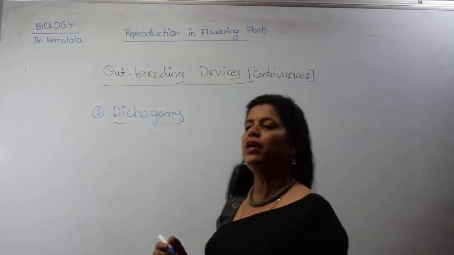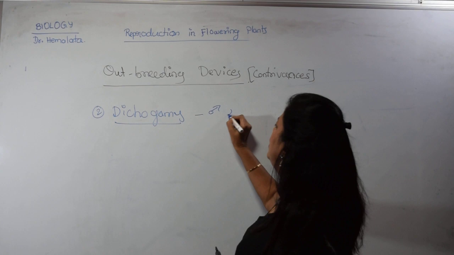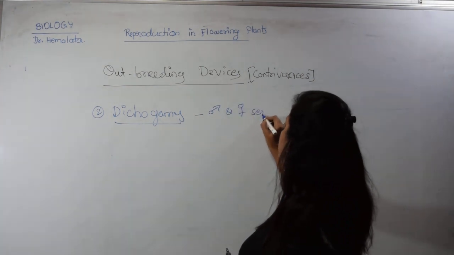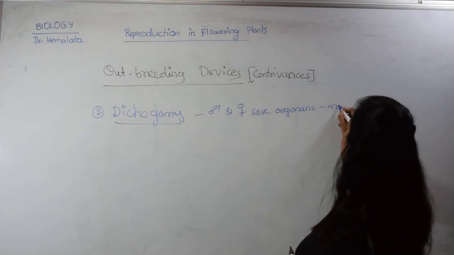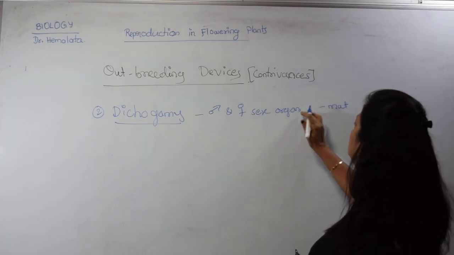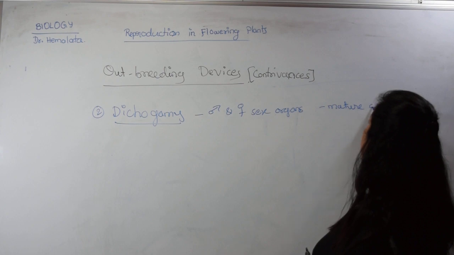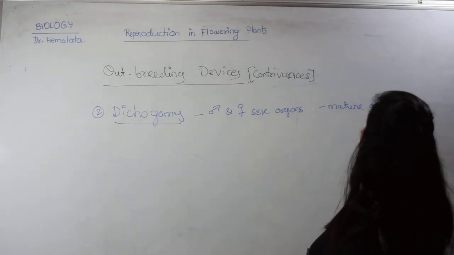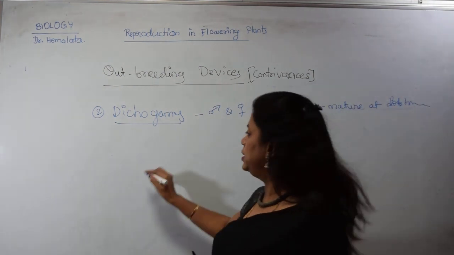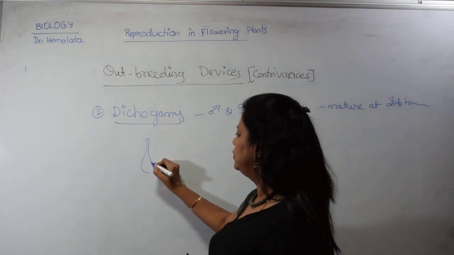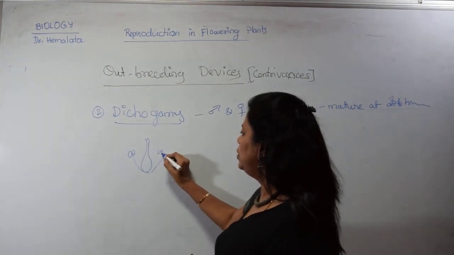So dichogamy is both male and female sex organs maturing at different times. So you have understood that. Suppose in a bisexual flower like this, both are there, na? This only can pollinate this.